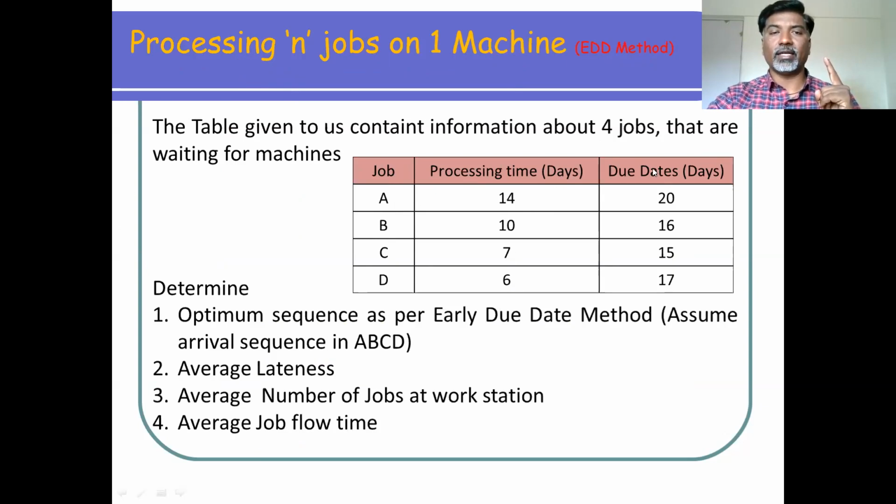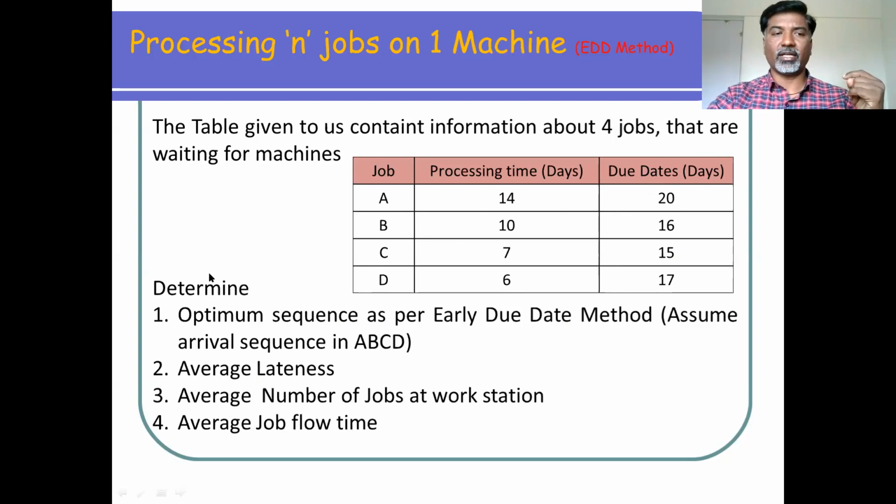The due date: job A you have to return back within 20 days, job B within 60 days, job C 50 days, and job D 70 days. So this is the time duration within which you have to complete the jobs and send them back to the members from whom you received the jobs for your processing purpose.